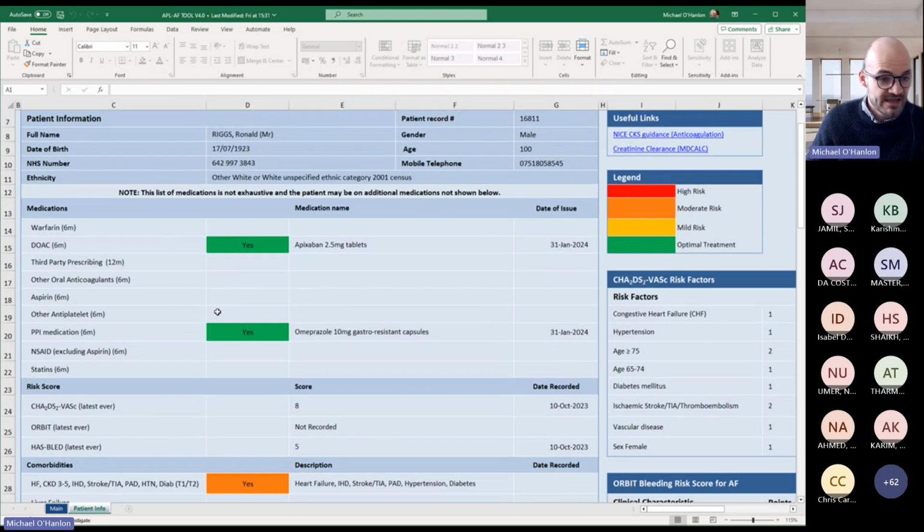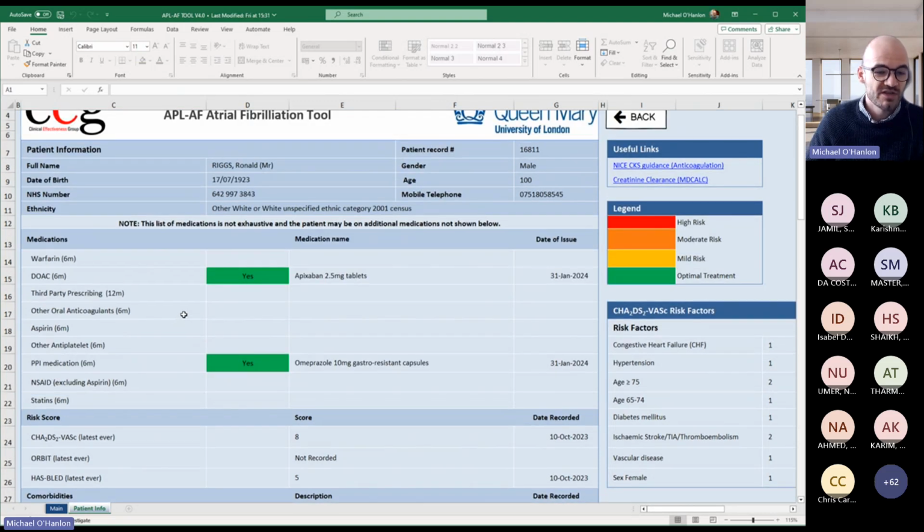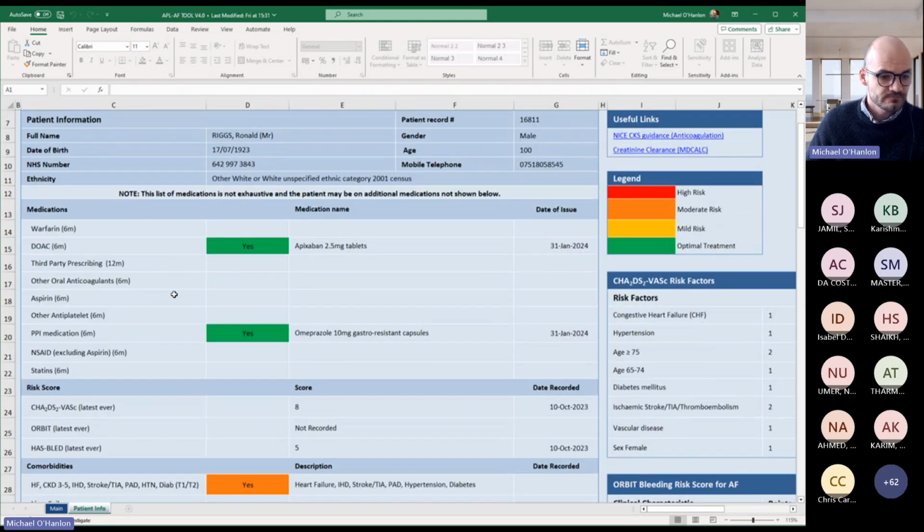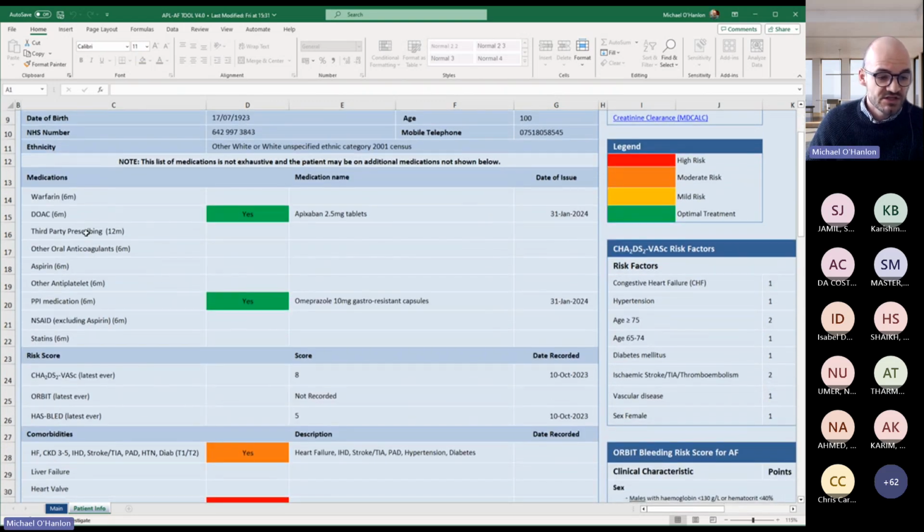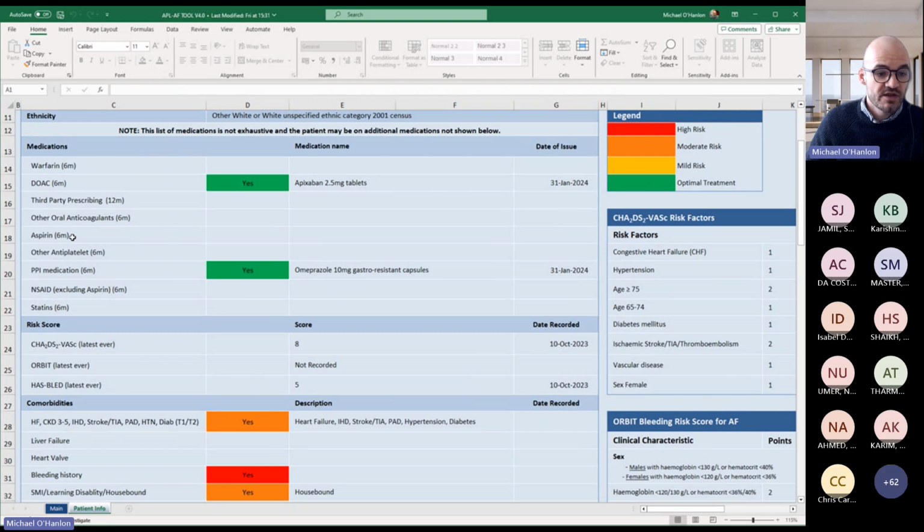You have information about the medications that they're on, so what they're currently prescribed, when that was last issued, and the name of the medication. Now remember, this list of medications isn't completely exhaustive, so this tool is designed to be used alongside the clinical record rather than being used completely separately from it, but it just allows you to get all the key important features in one easy to use place. So as well as anticoagulation, looking at other things like aspirin and other blood thinners, and antiplatelets, whether they're on a PPI, whether they're on an NSAID and statins.